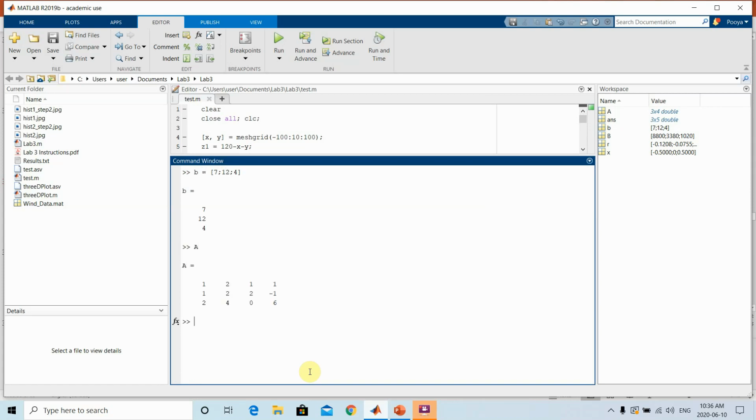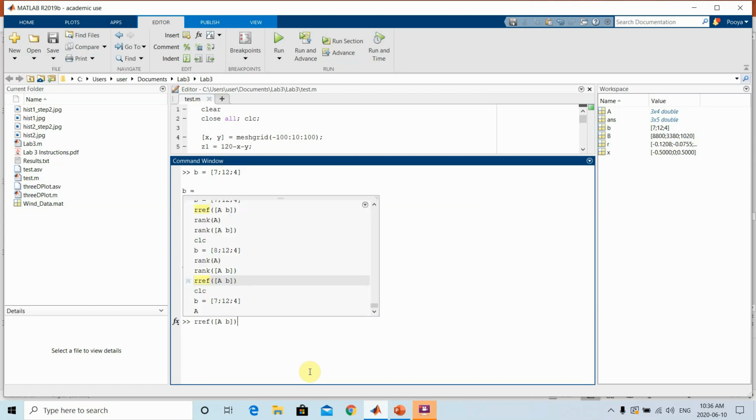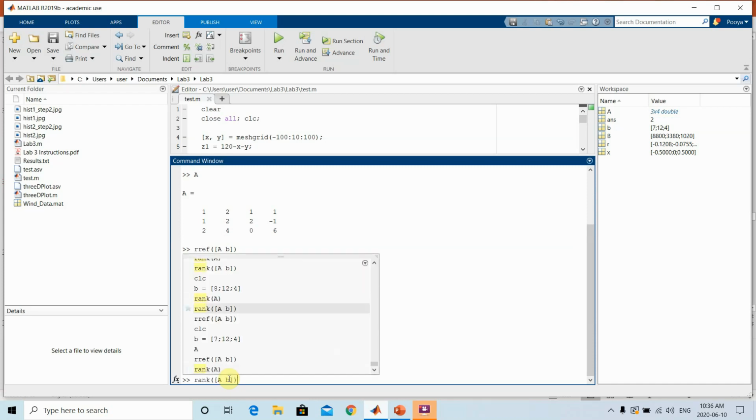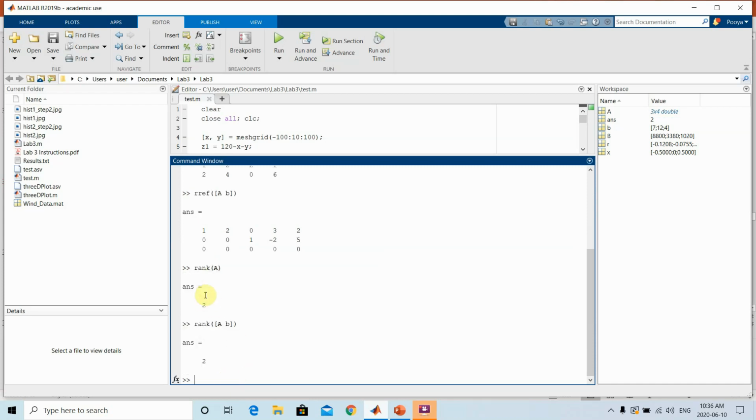So this was A, this was B. We saw the reduced row echelon format. We saw that this system has many solutions. Rank of A and rank of B are equal, but they're smaller than the number of equations. So we have infinite solutions.